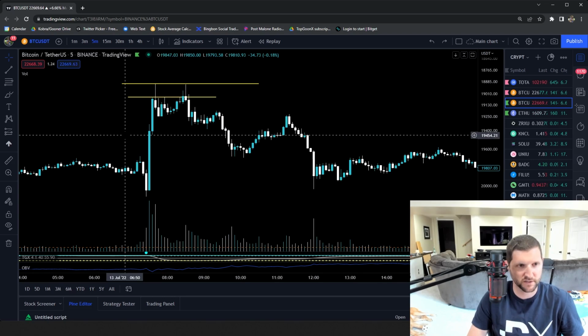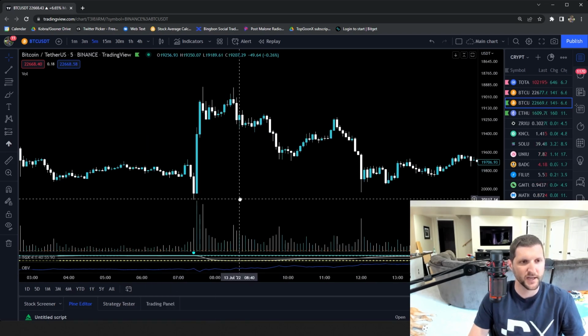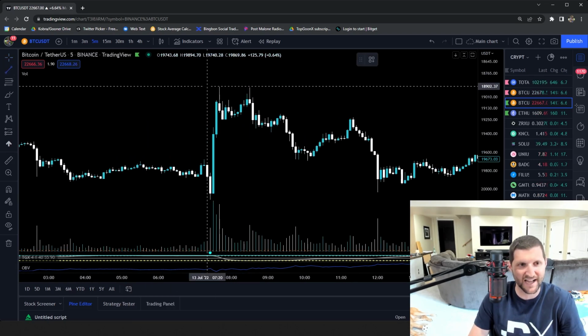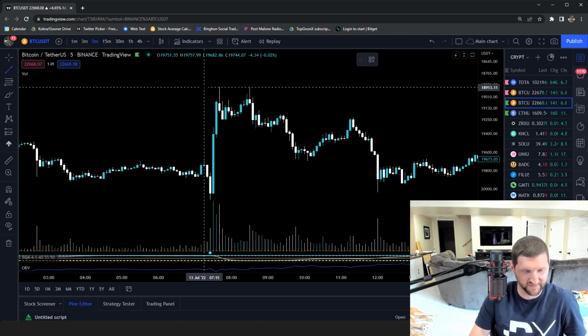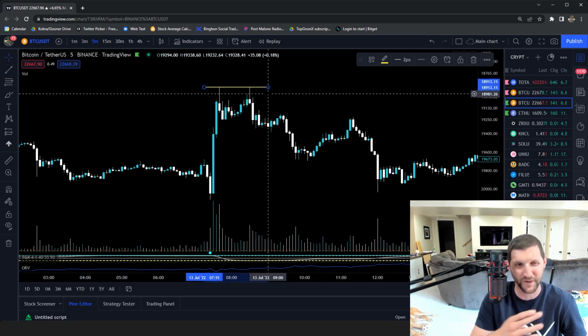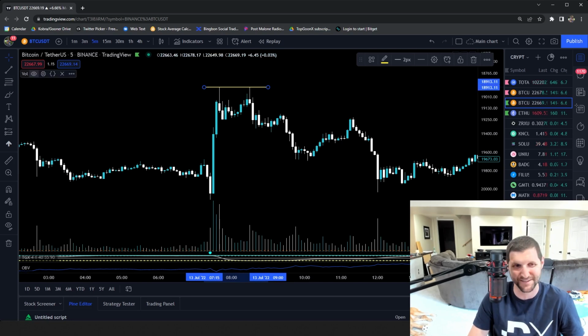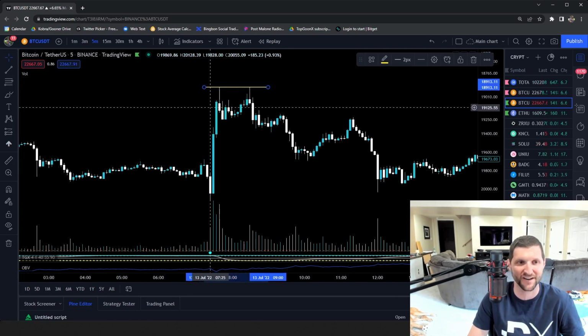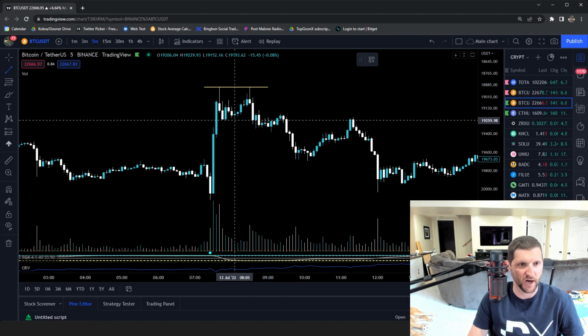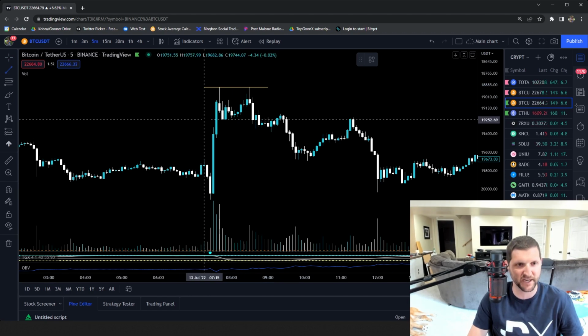So let's get rid of this stuff, these lines, and let's just go from this top here because I like it. I don't always use wicks. Actually, very rarely do I use wicks, but very rarely are wicks actually this clean as a double top. And honestly, if I go to like a 1-minute chart, it's probably even a more clean double top, but we're going to stick here to the 5-minute.